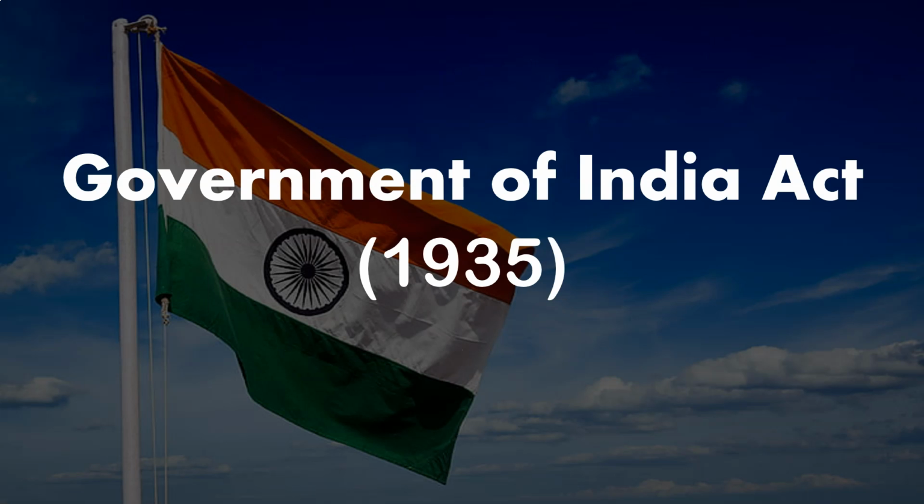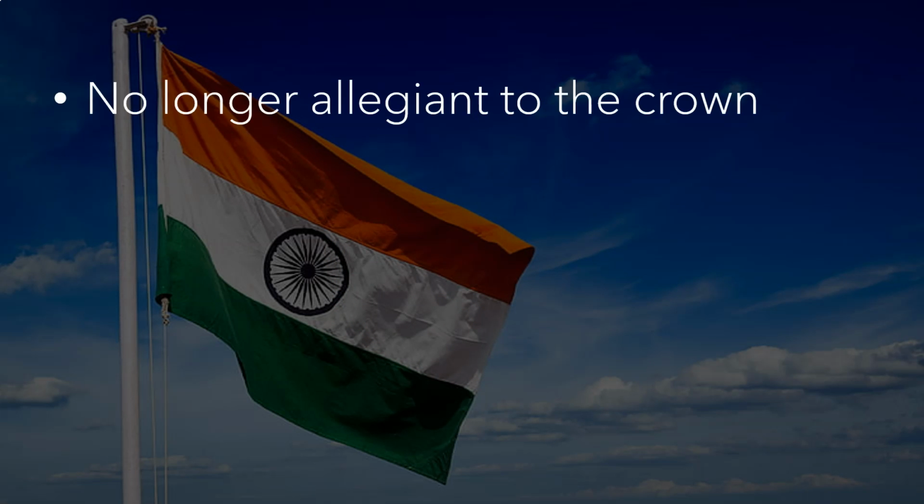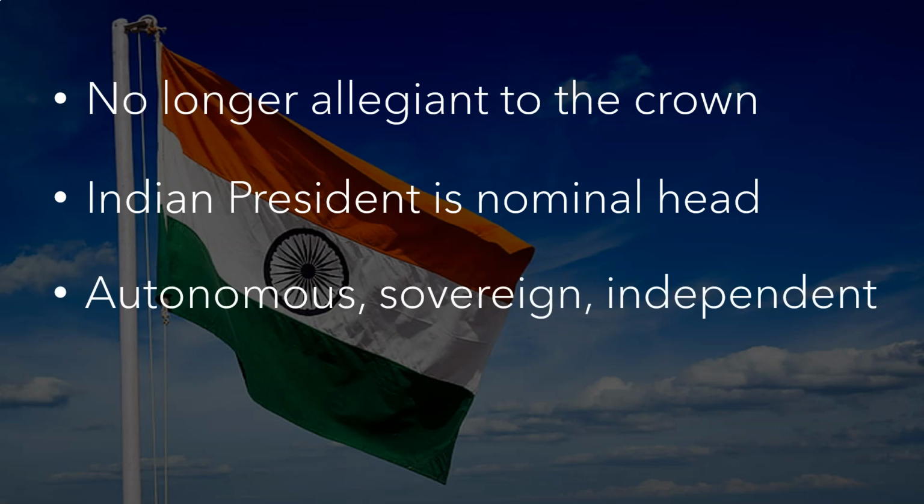Up until then, the document that governed or controlled India was the Government of India Act 1935. But from January 26, 1950, this document was no longer valid. India was no longer allegiant to the crown. It was no longer a dominion under the British Empire. The Indian president was the nominal head, as opposed to formerly the Queen of the British Empire being the nominal head. And India was now autonomous, sovereign, and independent.